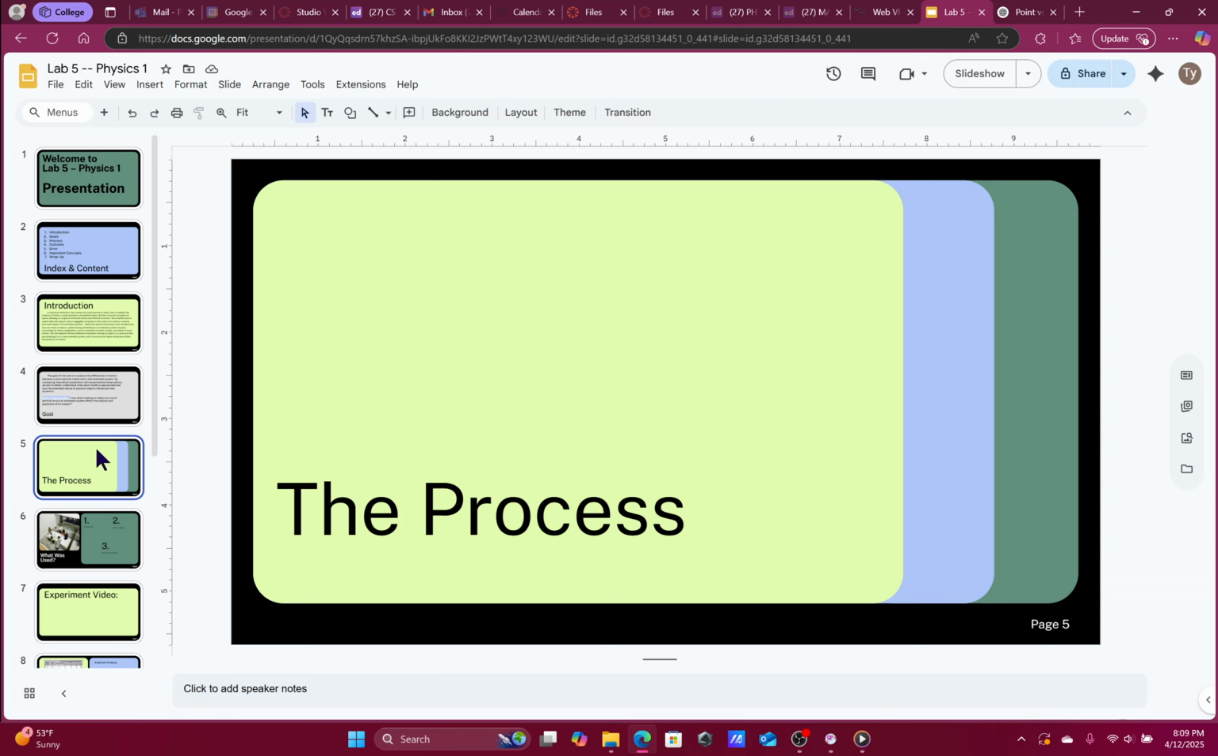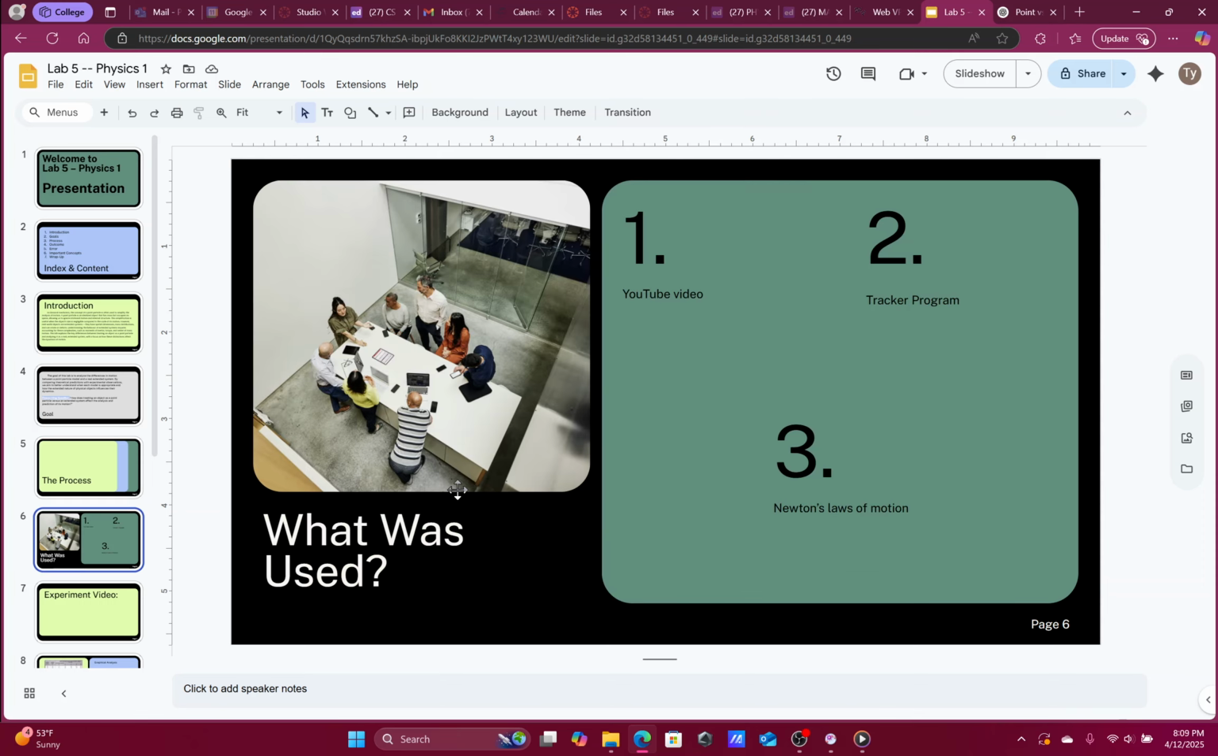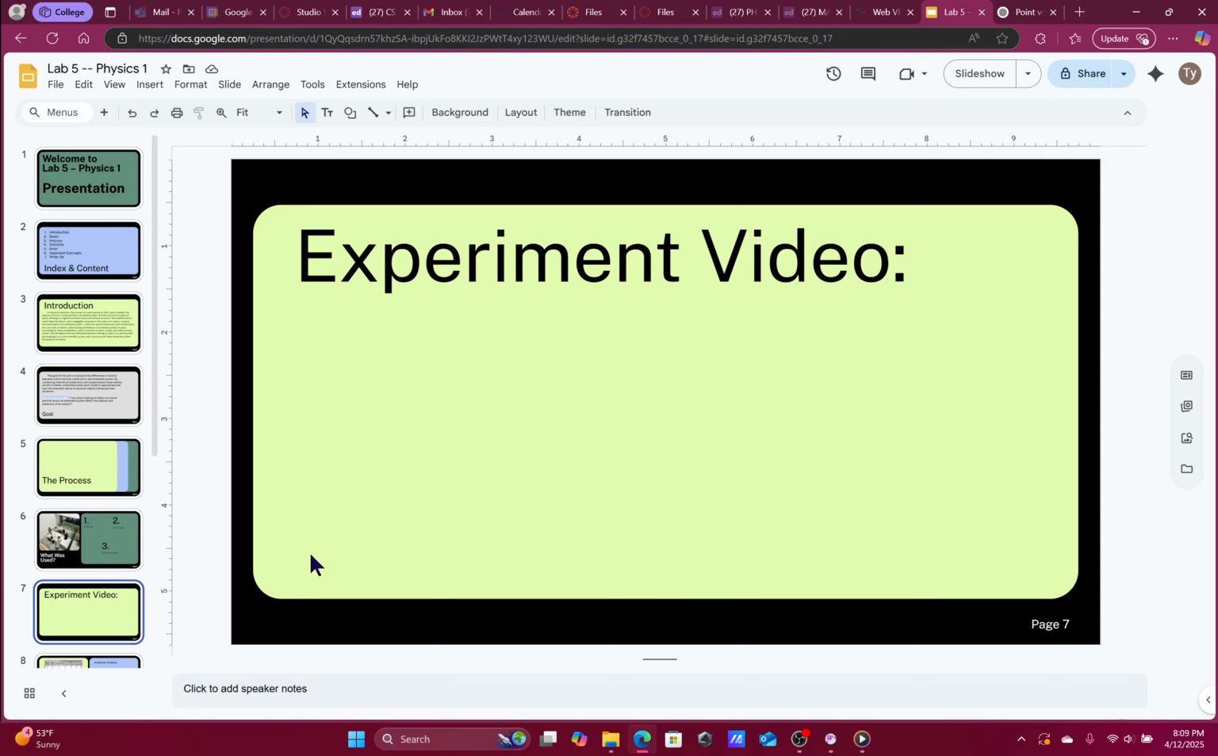Now for the process. What was used? First, I found a YouTube video that I will show you shortly, then took a clip from that video and put it into the Tracker program to analyze the motion itself and the velocity, and then finally applied Newton's laws of motion. Now for the actual video, I'll show you now.